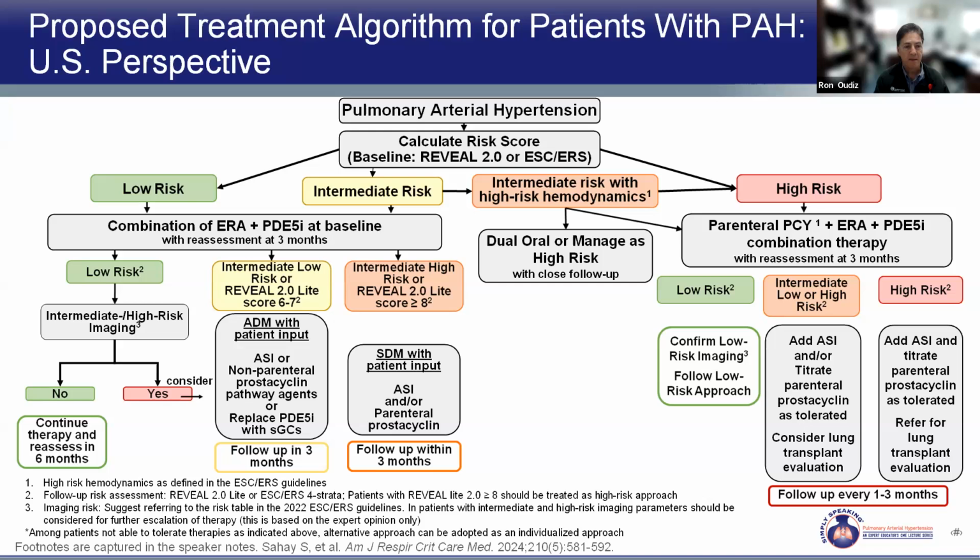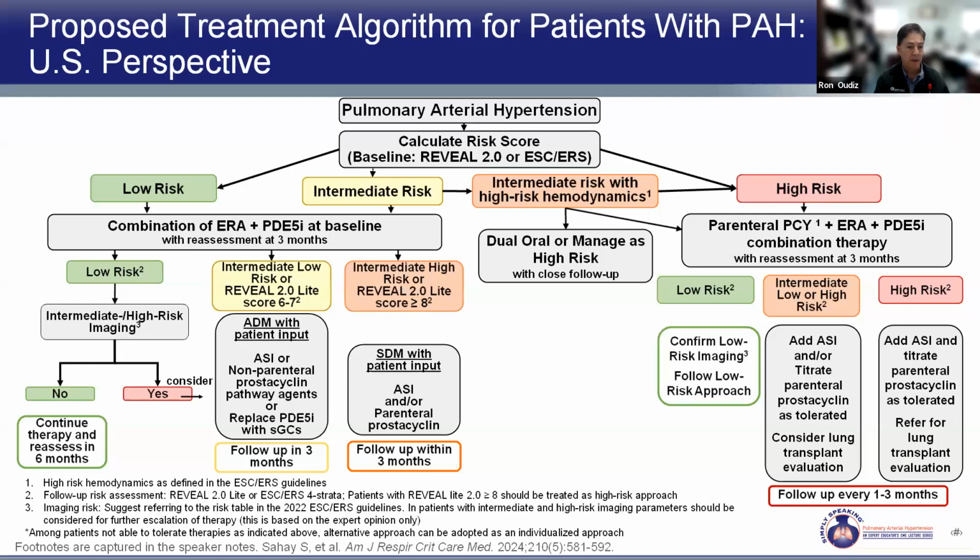It still divides patients into low, intermediate-low, intermediate-high, and high risk populations. And it's pretty straightforward here in saying that initially, with the lower intermediate risk patients, combination therapy with an ERA and an NO-based drug like a PDE5 inhibitor is given at baseline, but must be reassessed.